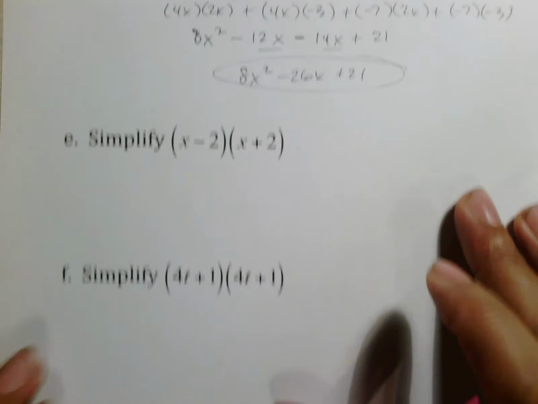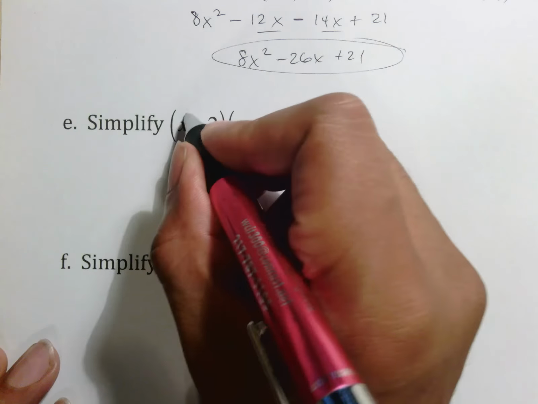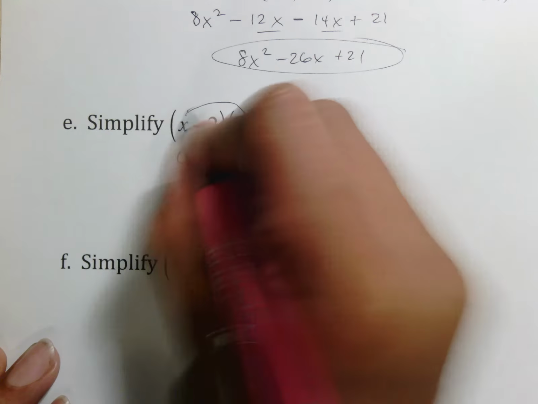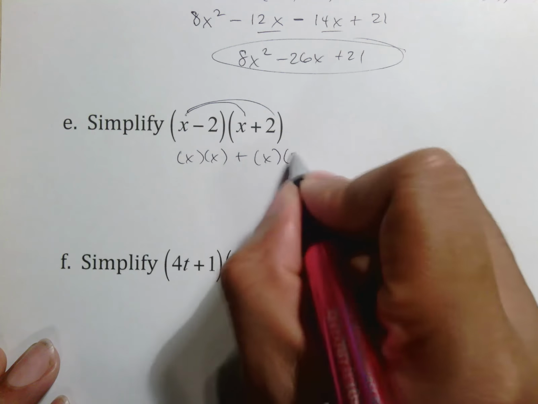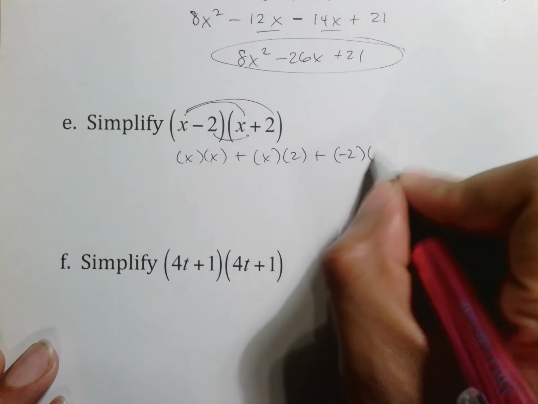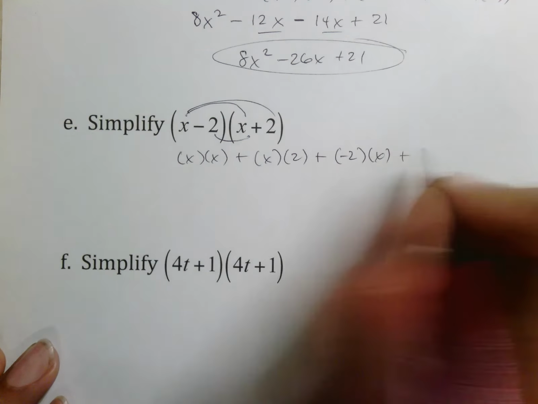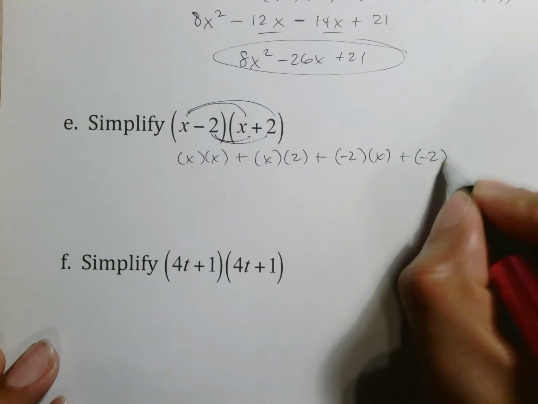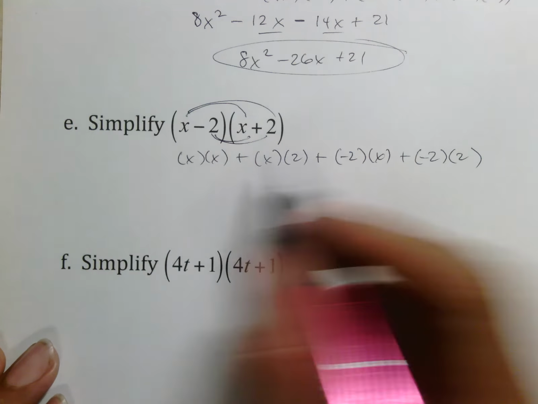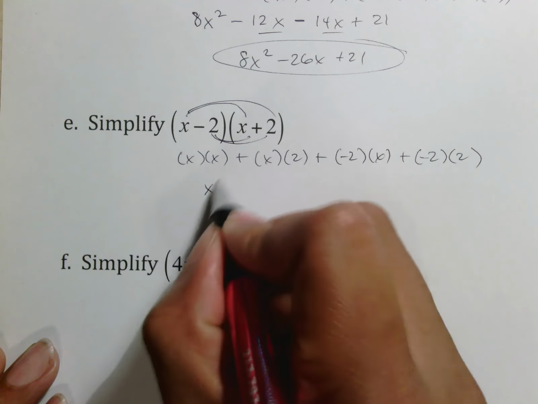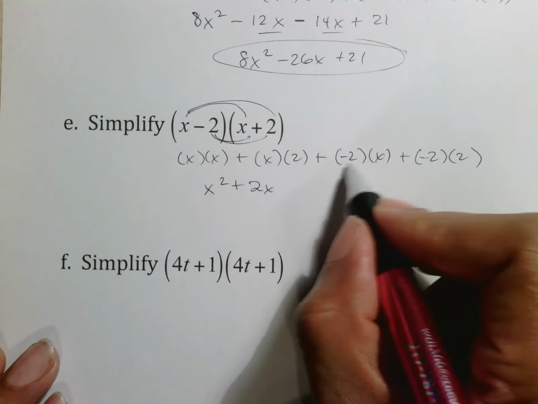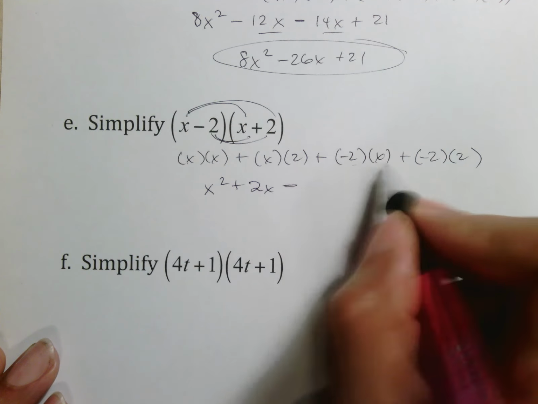Two more before we get started. X meets x, and x meets 2. And, again, watch your sign, negative 2 meets x, and negative 2 meets 2. Multiplying this out, that's just x squared. This is positive 2x. This is negative 2x.